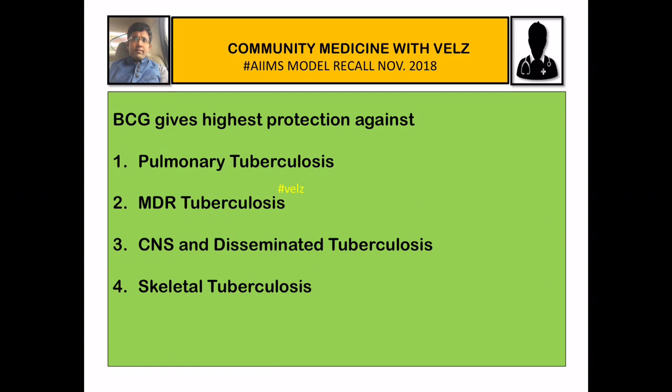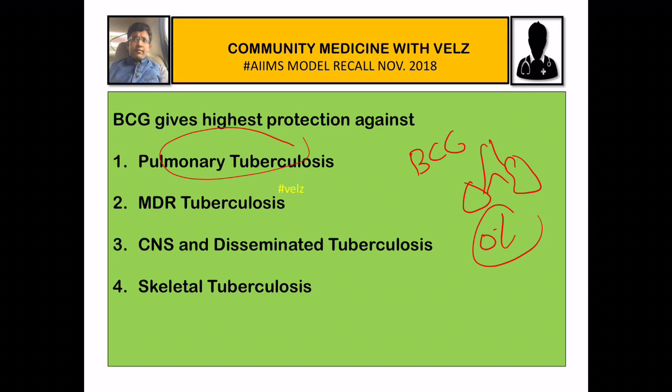Then we come to the last question. BCG gives highest protection against which type of TB? If you see BCG, its efficacy against pulmonary TB is almost nil in some studies. It ranges from 0 to 80%, but it is almost nil in some studies. So for multi-drug resistant TB, if it is nil for pulmonary TB, then it is also nil for MDR-TB.